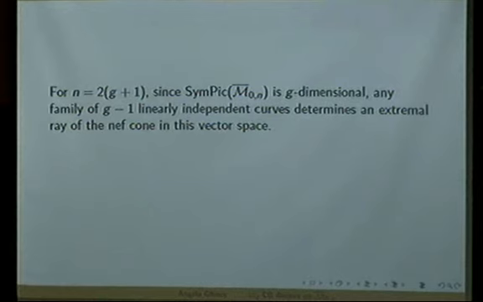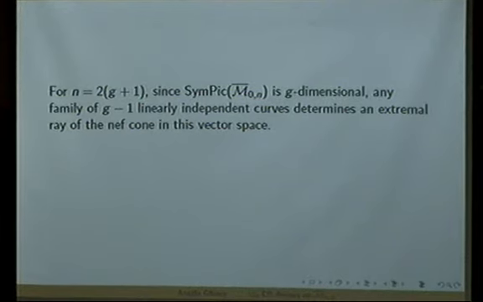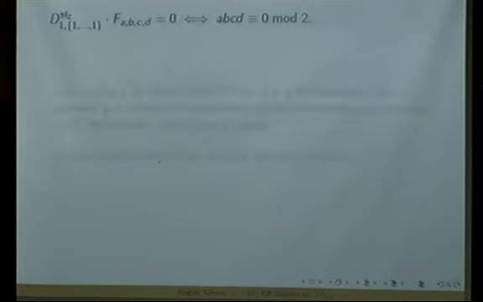So if we have any family of g minus 1 linearly independent 1-cycles, effective curves, that the divisor kills, that will mean that divisor, if it's nef, is extremal in the nef cone. Okay, so we're going to use these F curves. Let's look at the first one.